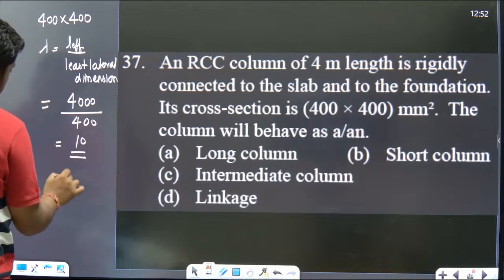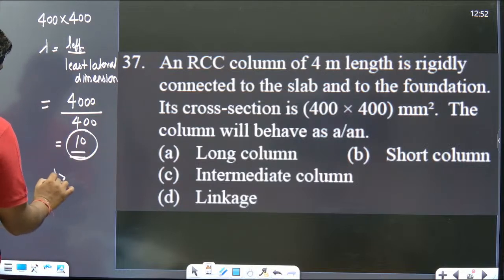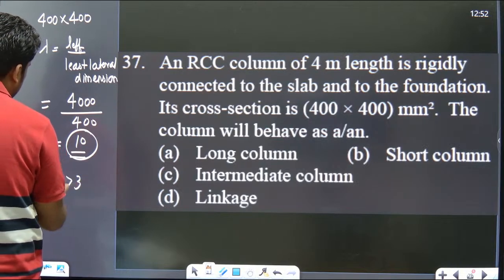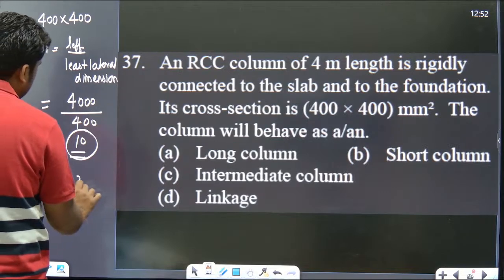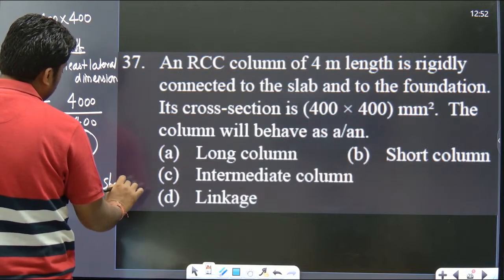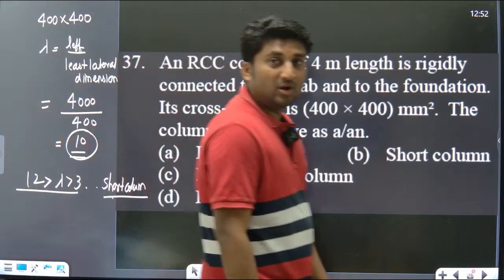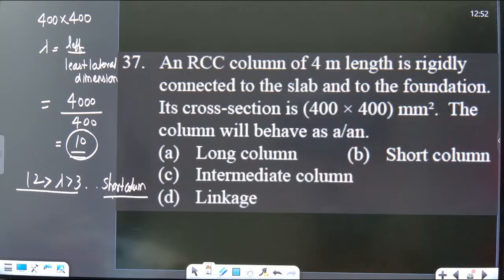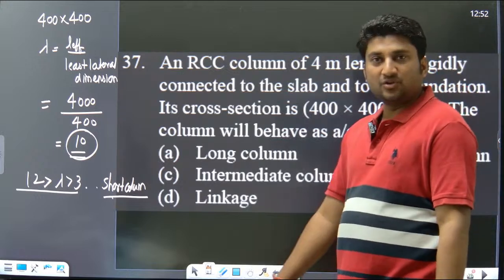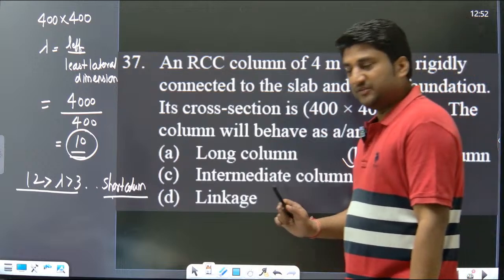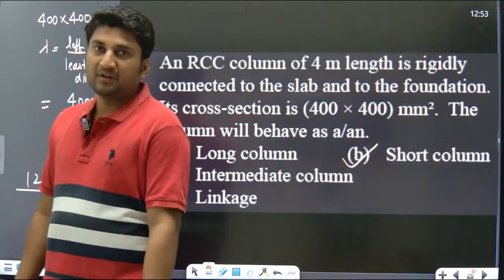You can see very carefully, this value lambda is more than 3 but less than 12. Yes or no? So is it a short column or long column? Answer me, guys. So it is a short column. Understood, everyone? Yes or no? If this value comes out to be less than 3, it is a pedestal. If its value is greater than 12, it is a long column.